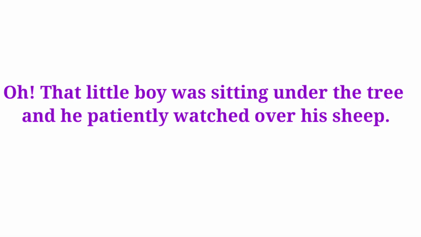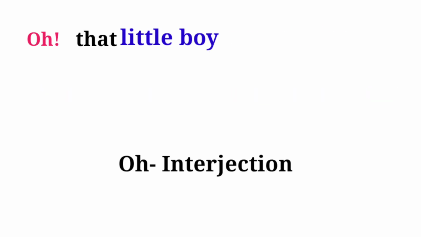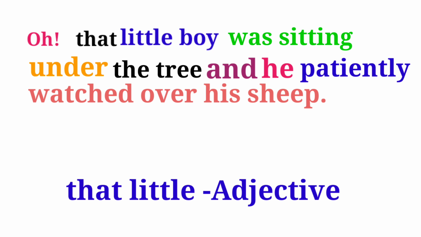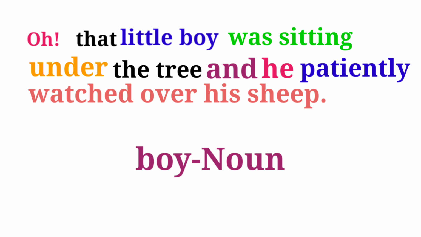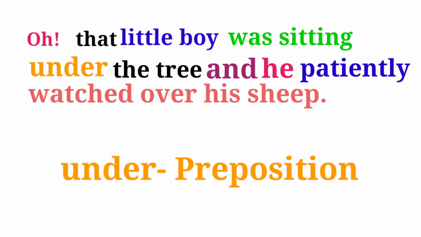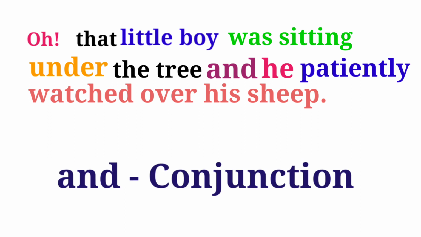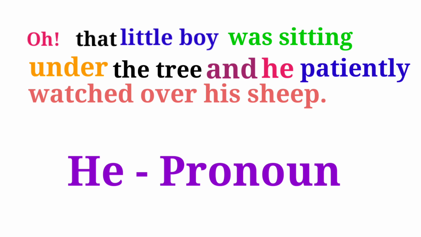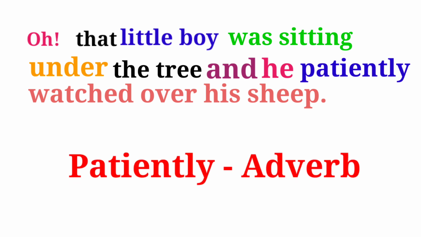Let's begin this video with an example. Oh, that little boy was sitting under the tree and he patiently watched over his sheep. Oh is an interjection word. That little boy. Little is an adjective. Boy is a noun. Was sitting is a verb. Under is a preposition. And is a conjunction. He is a pronoun. Patiently, it's an adverb.